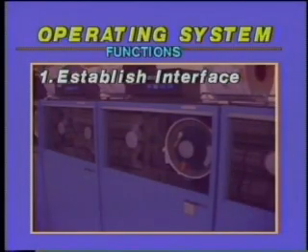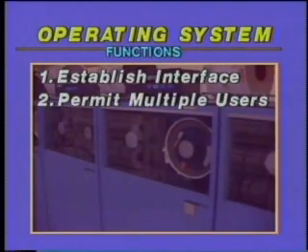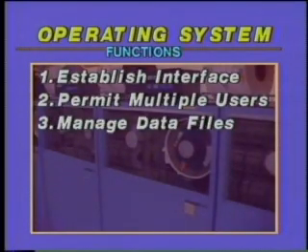For example, how data are stored on files and how programs are initiated. A second function of operating systems is to permit multiple users to share the same hardware. A third function is to manage data files so that data may be shared among several users or applications. Potential users can be scheduled and unauthorized access prevented.